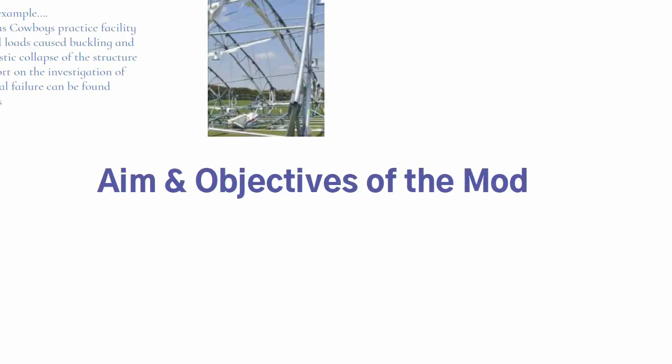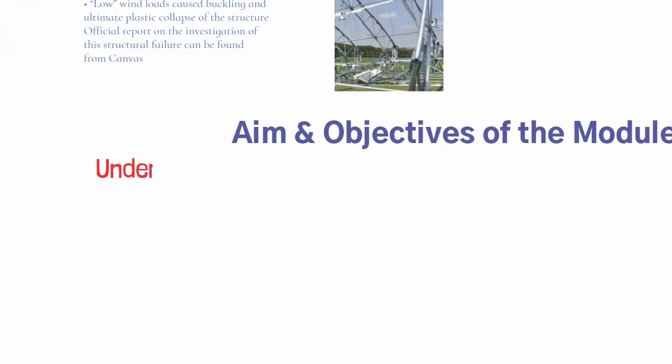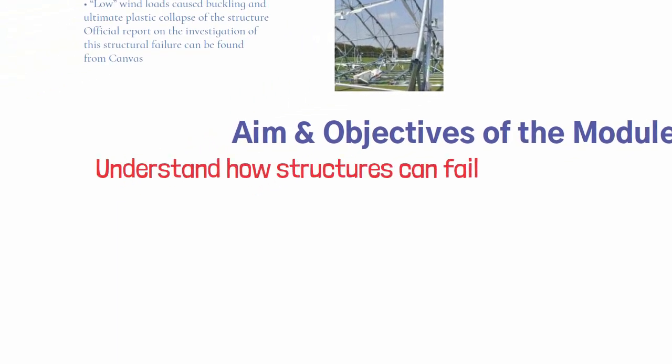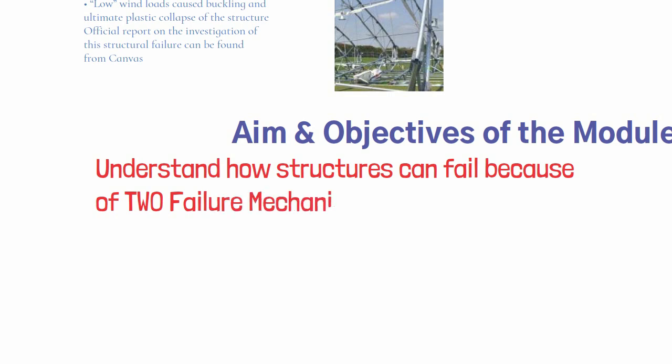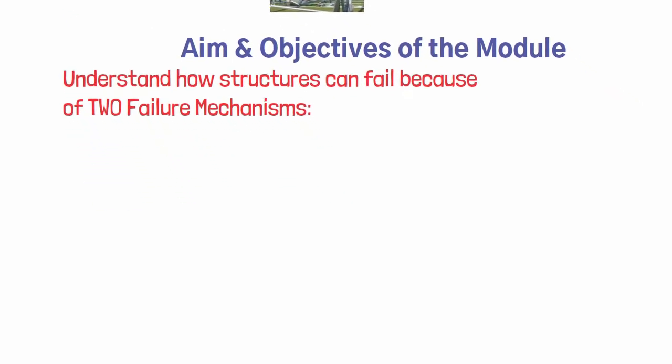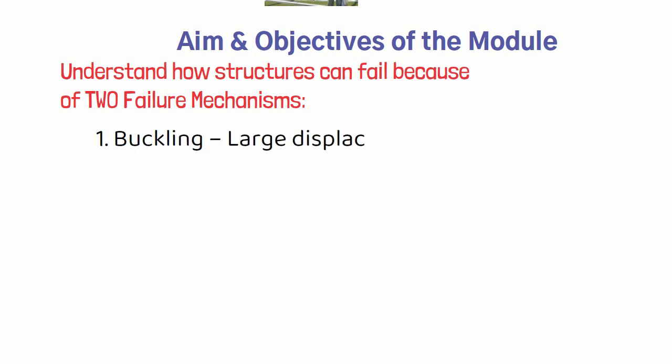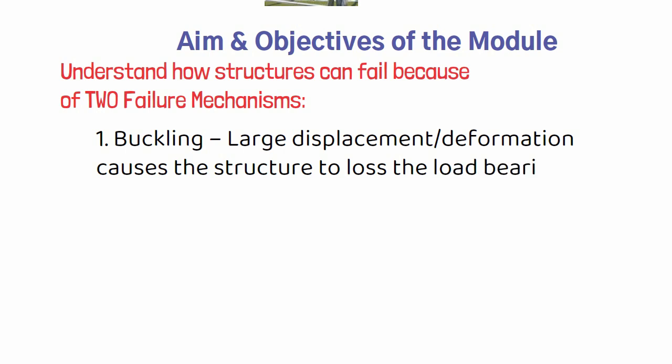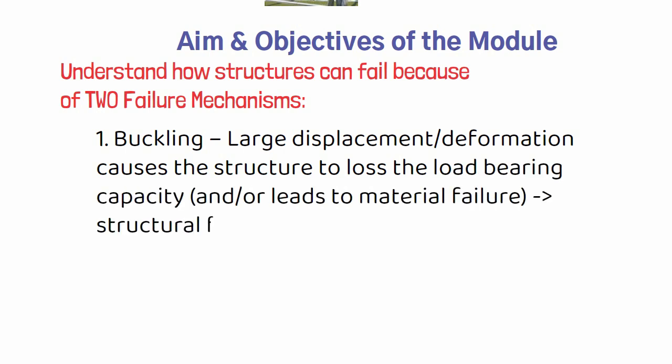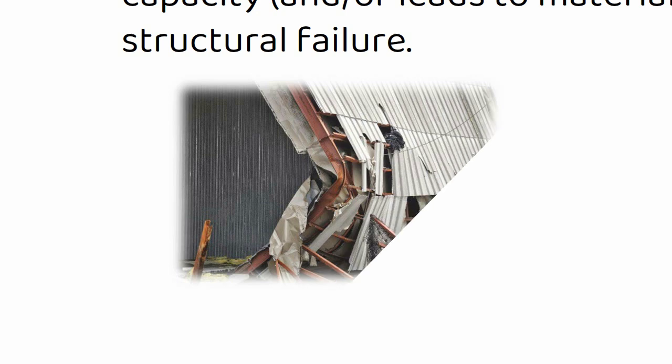So the aim and objective of the module. Understand how structures can fail because of two failure mechanisms. One is buckling. Large displacement causes the structure to lose its load-bearing capacity, leading to structure failure. You can see an example of buckling.